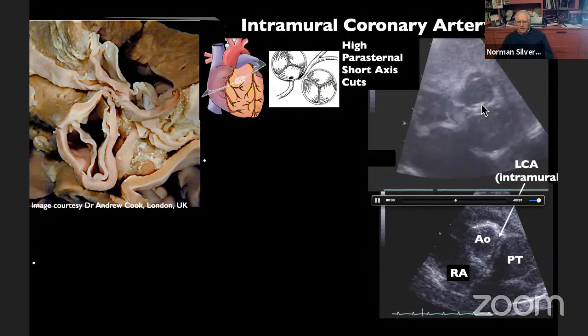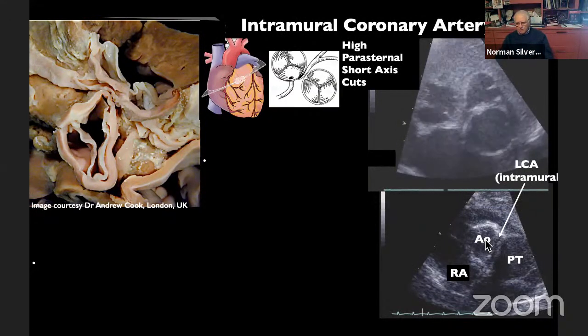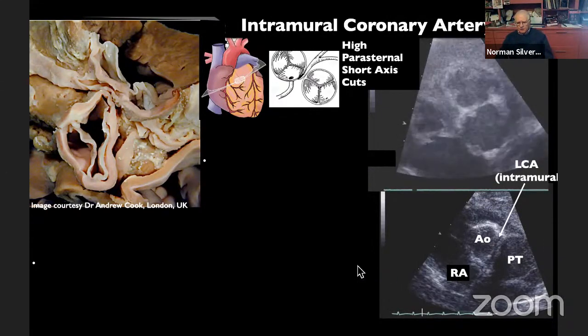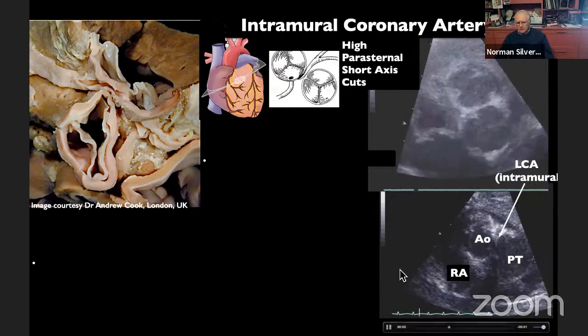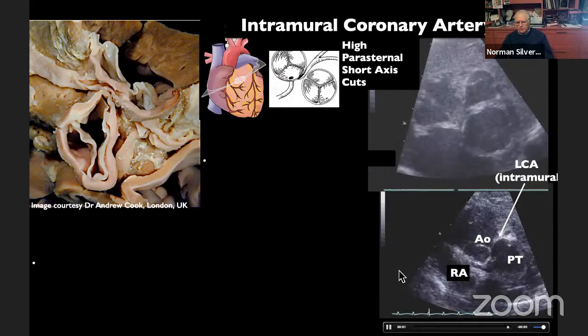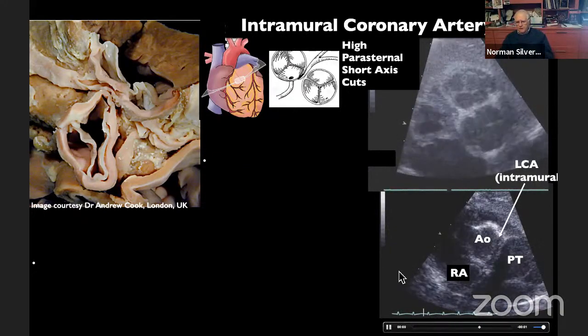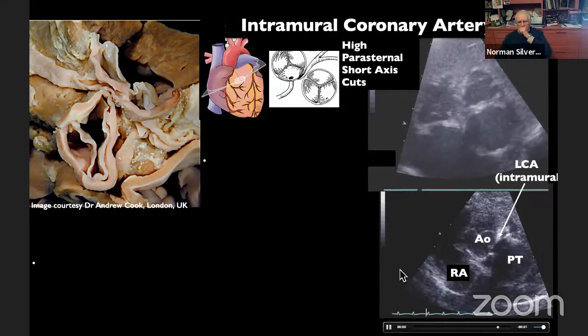And when the artery has an intramural course, it often runs between the pulmonary trunk and the aorta distally. And so here we can see that feature. I think it's very important to be able to see this. It's actually from the same patient.